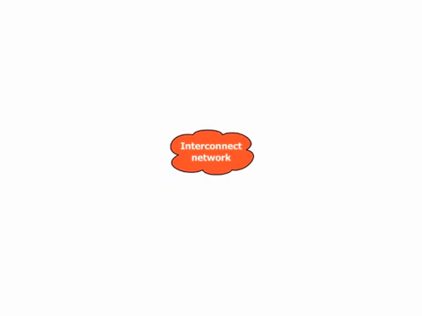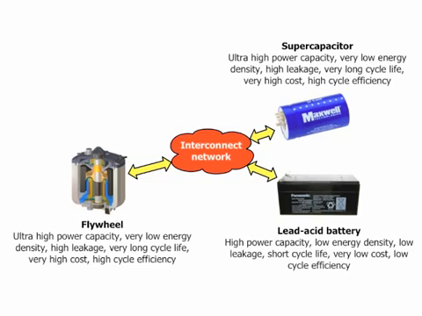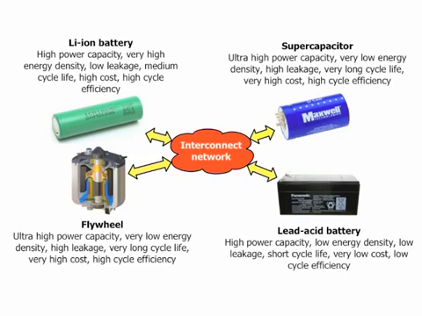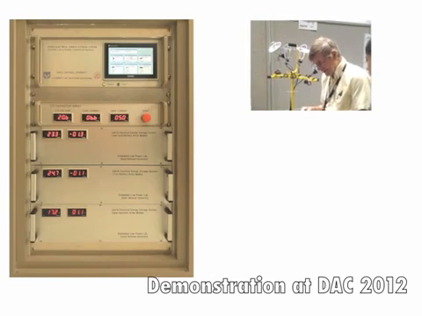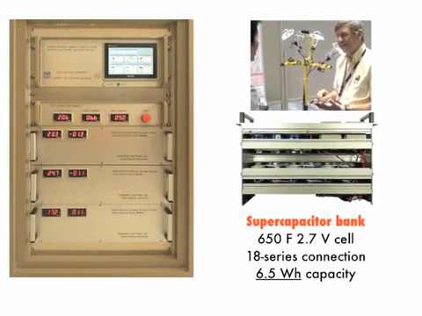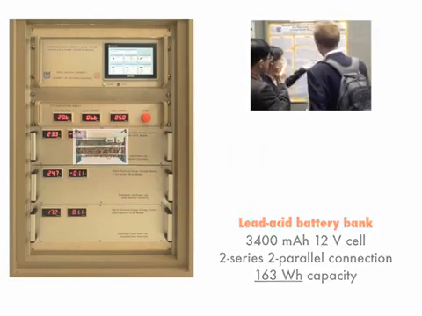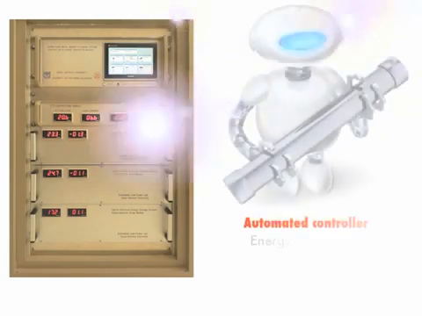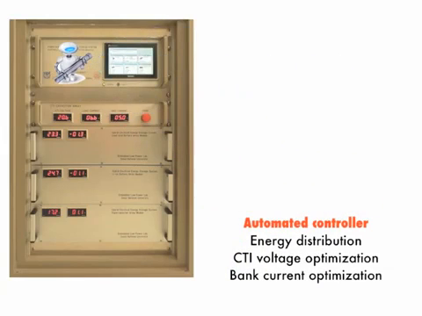A hybrid energy storage system is composed of multiple heterogeneous energy storage elements such as batteries and supercapacitors. Last year at the university booth, we demonstrated a working prototype of the hybrid energy storage system composed of supercapacitor, lithium-ion batteries, and lead-acid batteries. This year, we demonstrate automated optimal control of the hybrid energy storage systems.